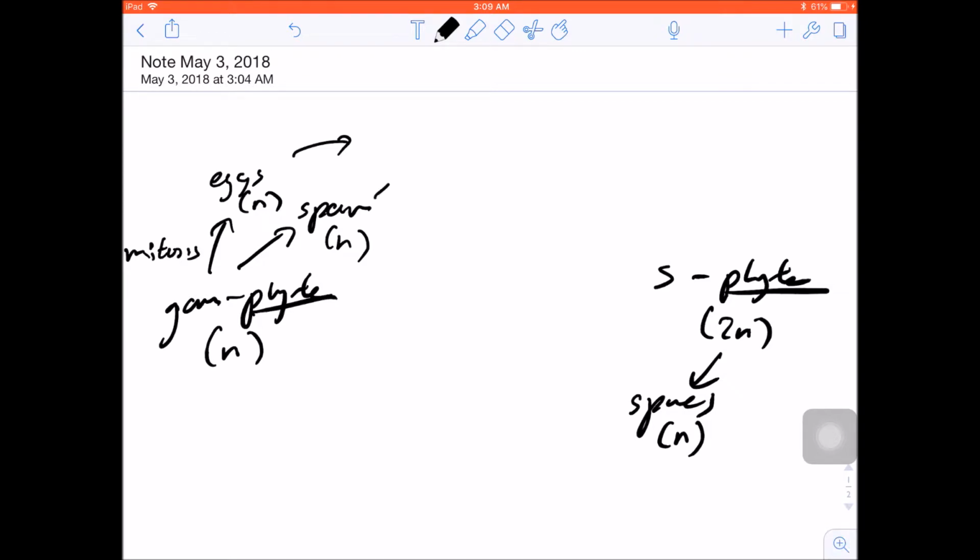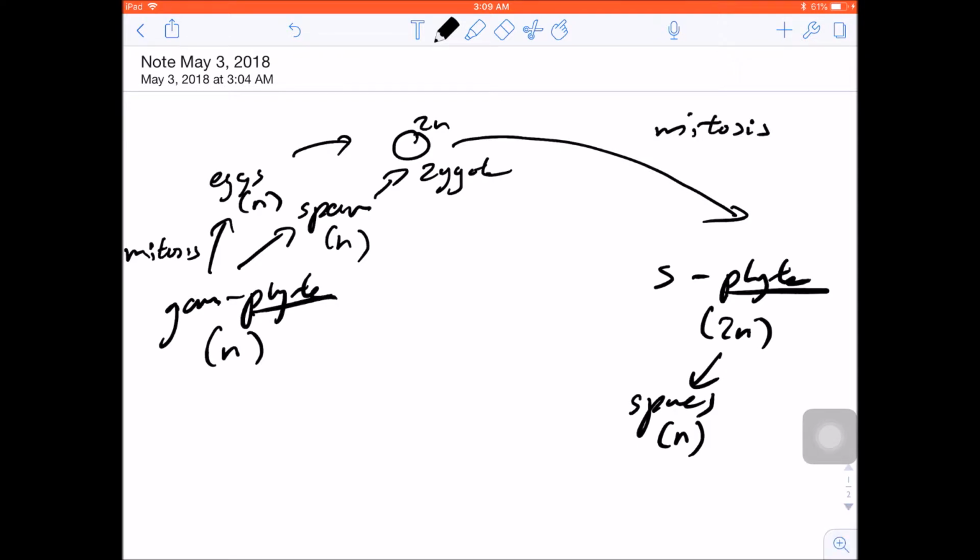The eggs and the sperm meet up. They make a zygote, which is 2N. That zygote grows and grows, doing just regular mitosis, and it eventually develops into a mature sporophyte. Remember, the sporophyte is 2N and makes 1N spores, so it undergoes meiosis here. Meiosis. Always hard to spell meiosis.